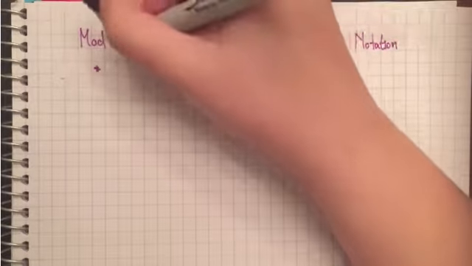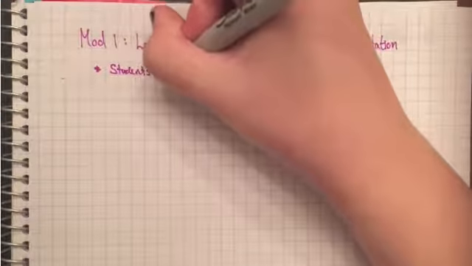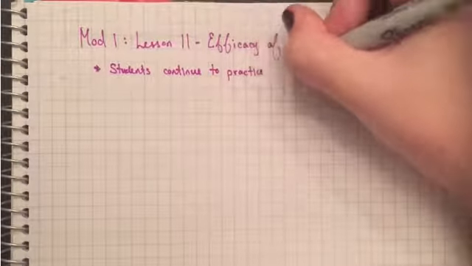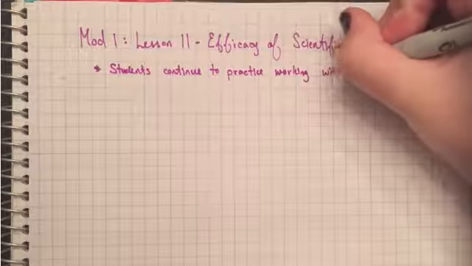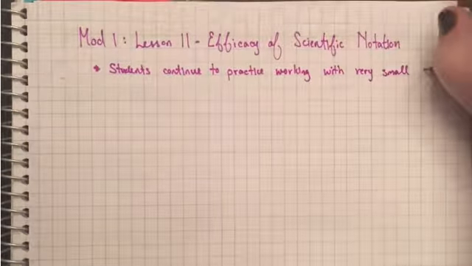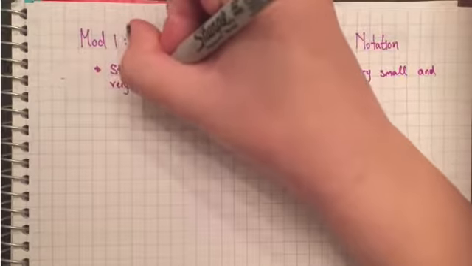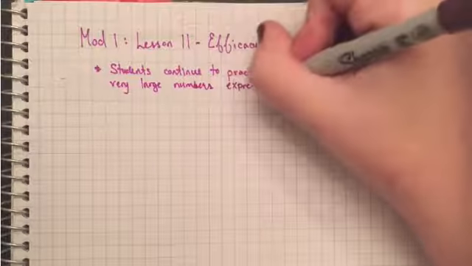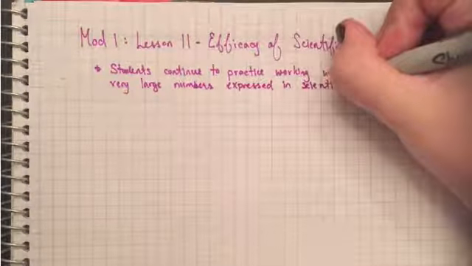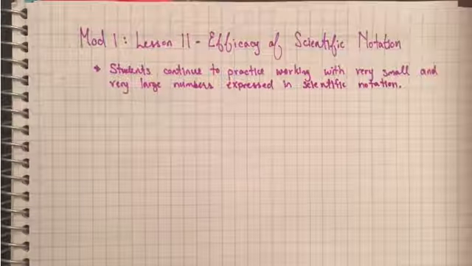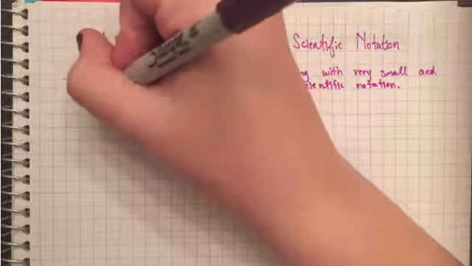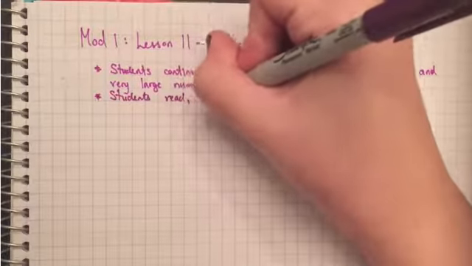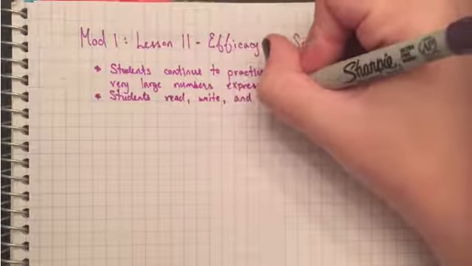And our learning objectives for today say, students continue to practice working with very small and very large numbers. And these are going to be expressed in scientific notation. Our second target says students read, write, and perform operations.